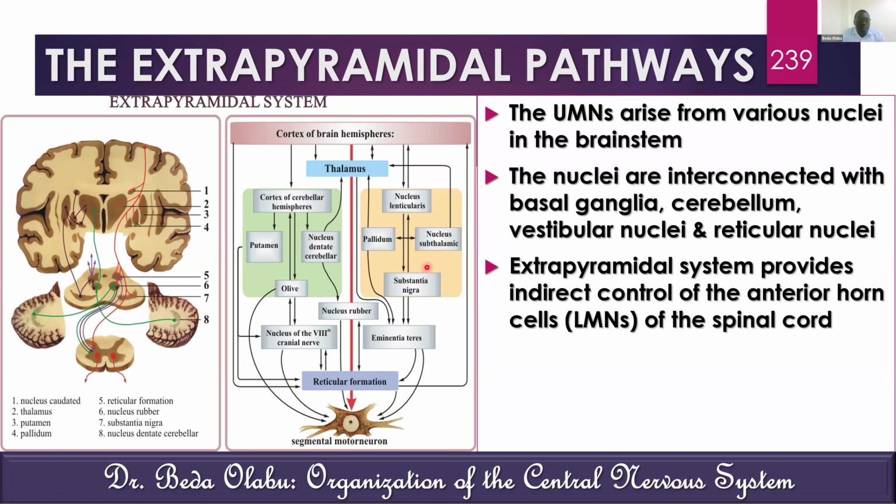The upper motor neurons that constitute the extrapyramidal system provide indirect control to muscles which are innervated by spinal nerves. The muscles that are innervated by spinal nerves are controlled by the anterior horn cells of the spinal cord. And so the extrapyramidal system provides indirect control to the anterior horn cells of the spinal cord.